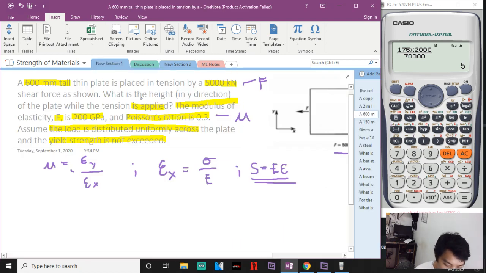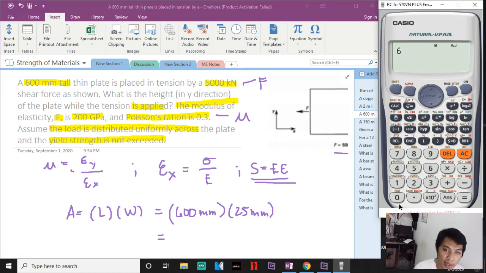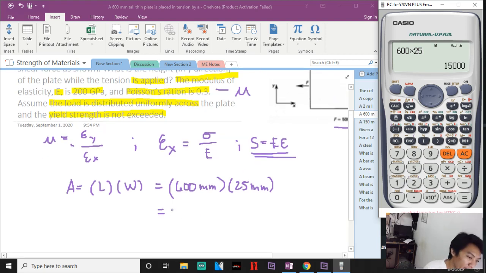Okay, we are given ng force. Meron tayong area makukuha. But we have to solve for the area. That is the cross-sectional area. Okay? For the area, what is the area? The area of your material is yung length times width. Now, the length is 600 mm times yung thickness niya 25 mm. We will solve. Calculate natin. 600 times 25. The area will be 15,000 millimeters squared.